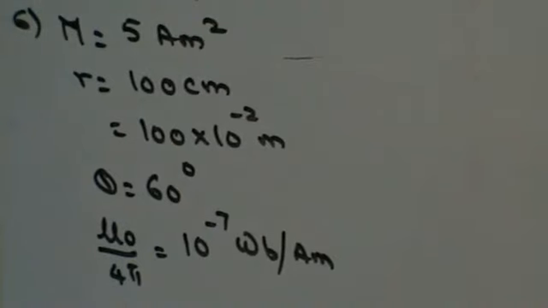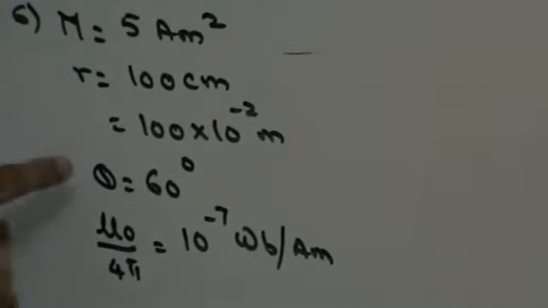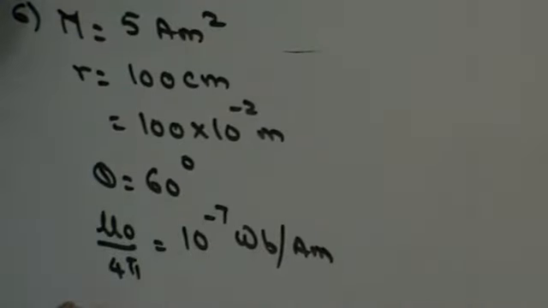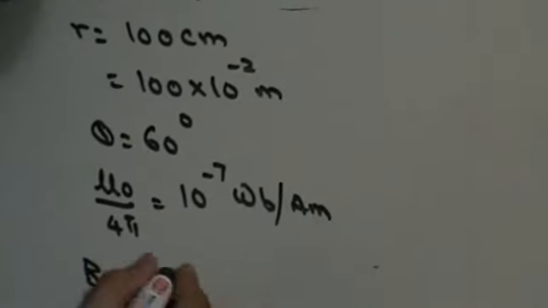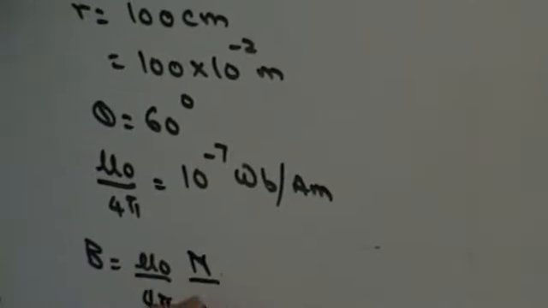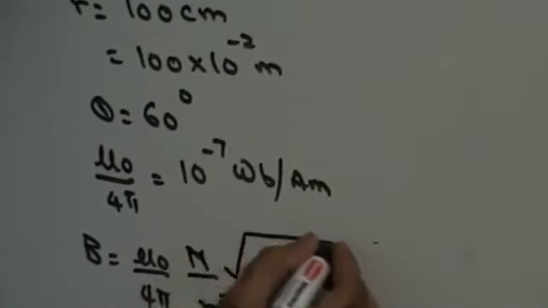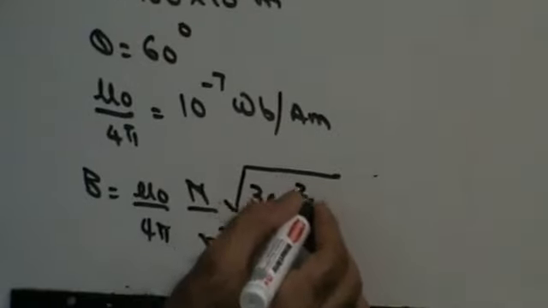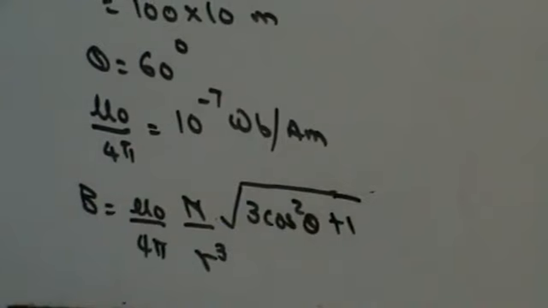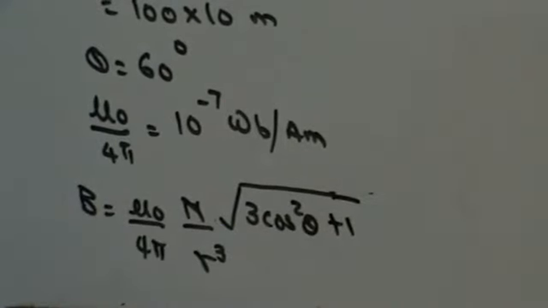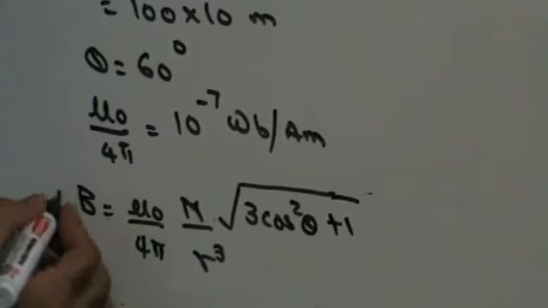Now guys, here they haven't said that this is along the axis or equator. They've given you the angle, so obviously this is neither along the axis nor the equatorial point, so I can say that B is mu 0 upon 4 pi, m upon r cube, square root of 3 cos square theta plus 1. We've done this derivation. I have all the values for m, r, theta, so I should be able to get the magnetic induction. That will give me the magnitude of magnetic induction.